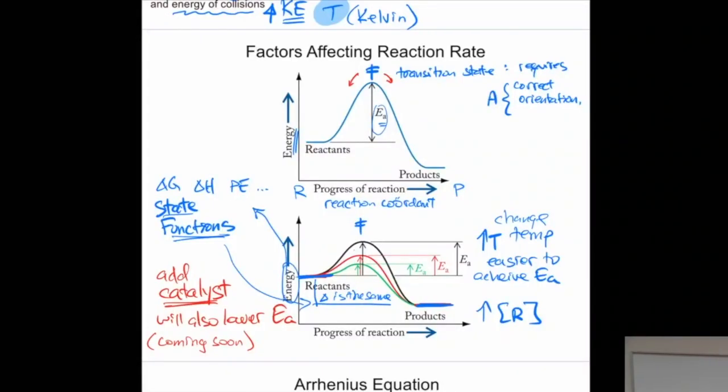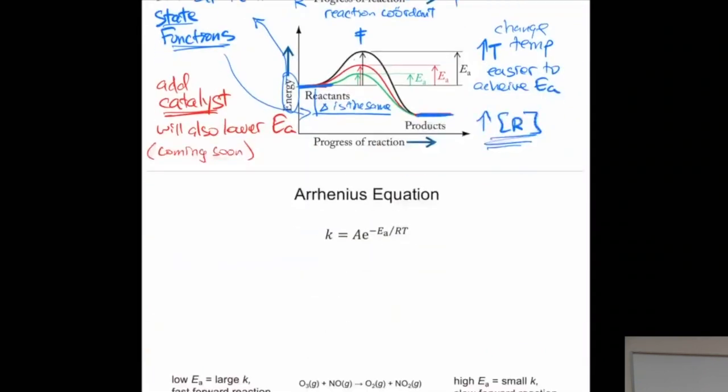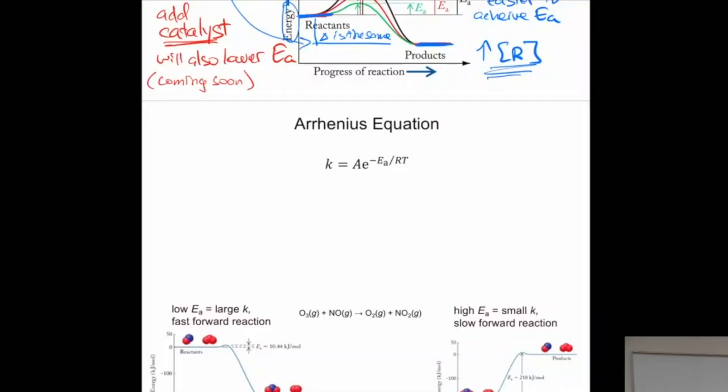If you increase the concentration of the reactants, it's not going to lower the activation energy, but it's going to make it easier to get to the activation energy. All right, so now that we have that set, start thinking about those three variables and how they affect the rate. Now, the Arrhenius equation is a mathematical form of exactly that thought process.